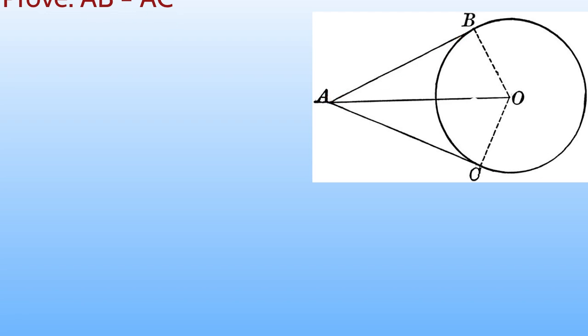So we want to prove that this is the same length as this. And it's not that hard knowing the stuff we know. So first off, we definitely know that AO is congruent to AO by the reflexive property. Those have to be congruent to each other.